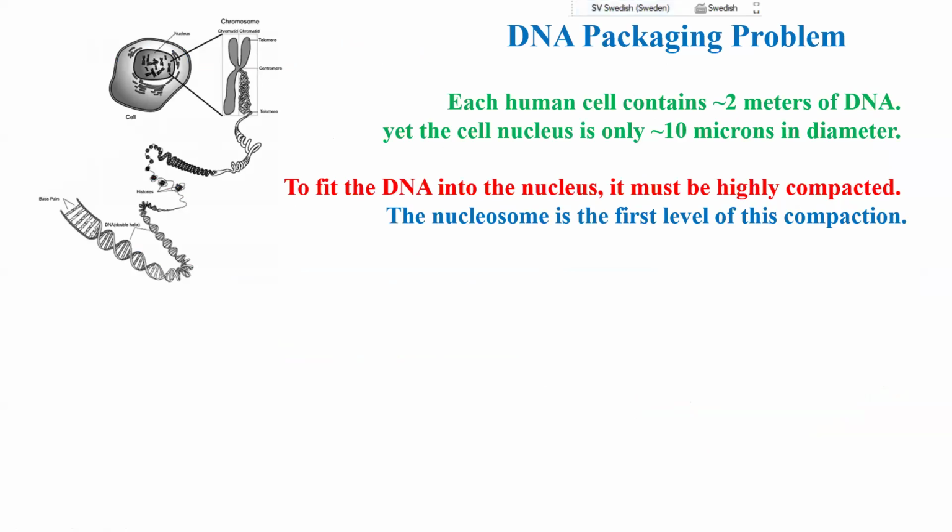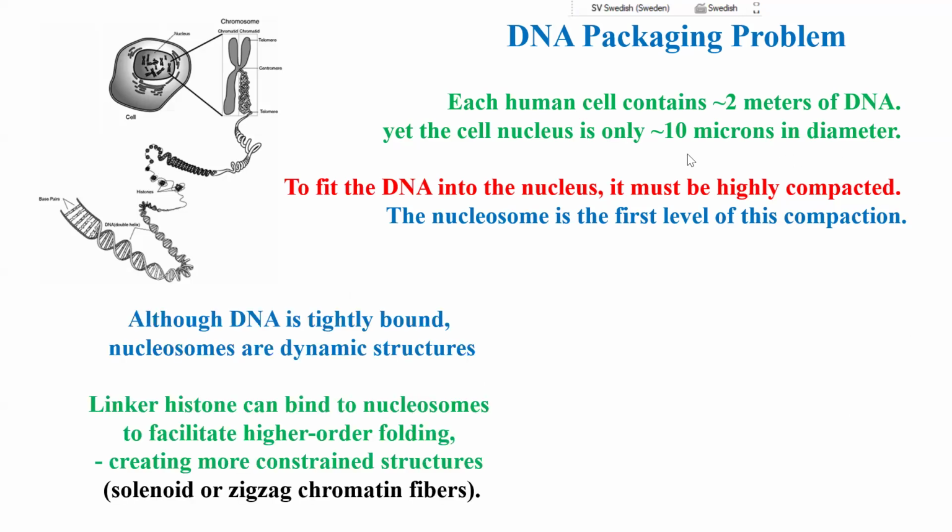So each human cell contains 2 meters of DNA, and then the cell nucleus is only 10 microns in diameter. So how do you put the DNA there? So it has to be very highly compacted, and the nucleosome is just the first level of this compaction, and then even if DNA is tightly bound in nucleosomes, they are very dynamic structures, and much of that we still don't know so much.